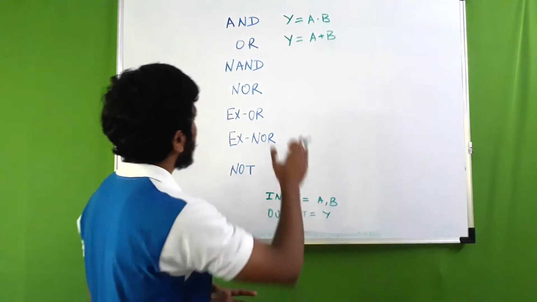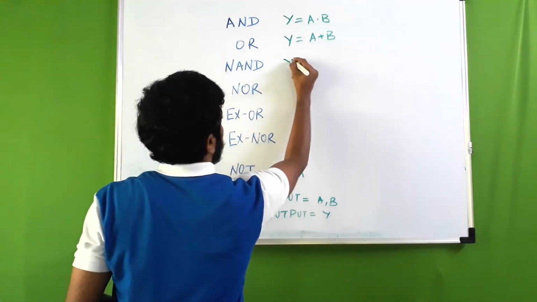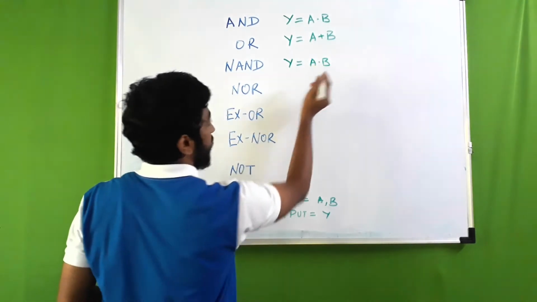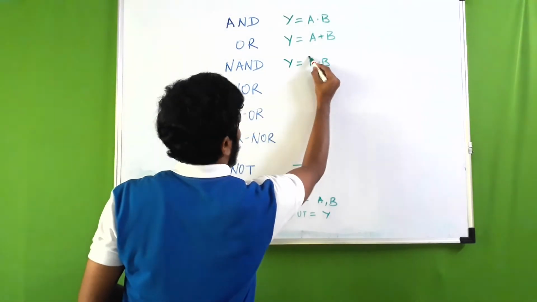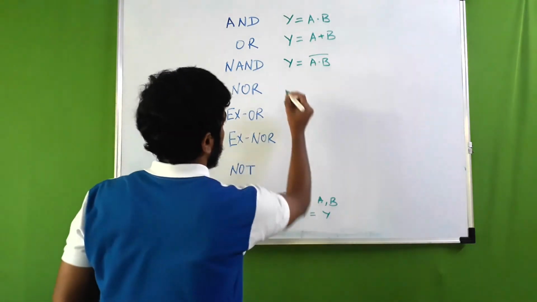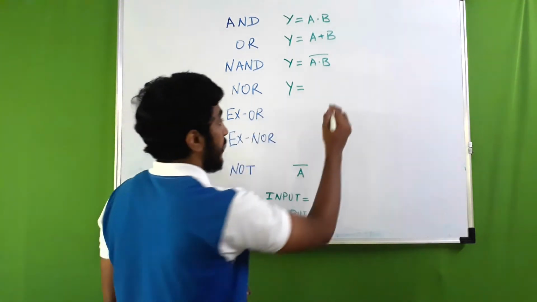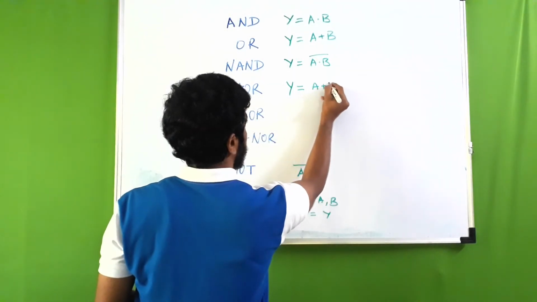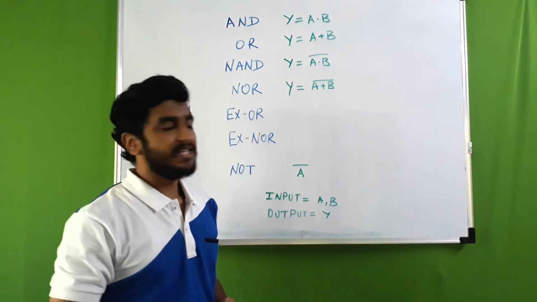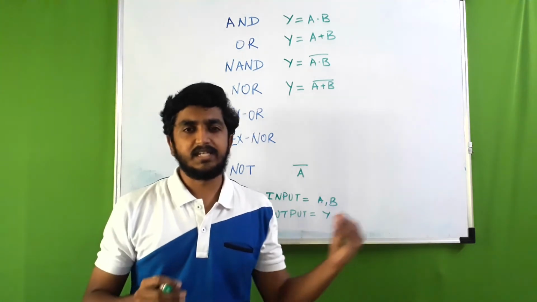Now in the same way, NAND is exactly the opposite of AND. So this equation is an AND equation. All I have to do is put a bar on top of that. This becomes a NAND equation. In the same fashion, for NOR, it will become A plus B and a bar. It's pretty simple, right? Now XOR and XNOR will not have such simple expressions.